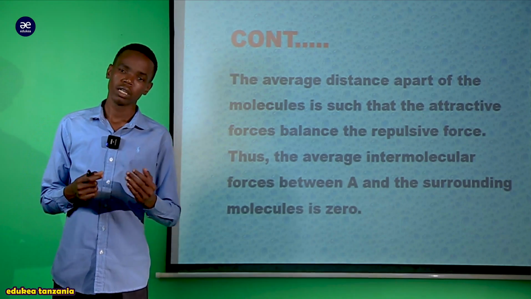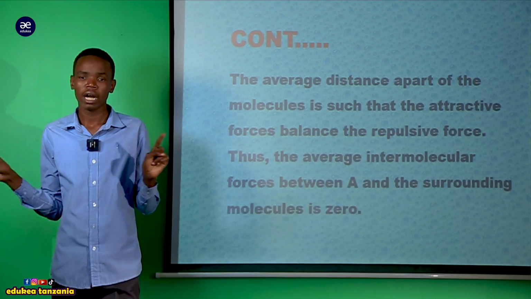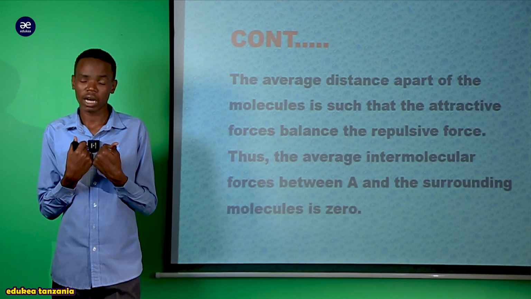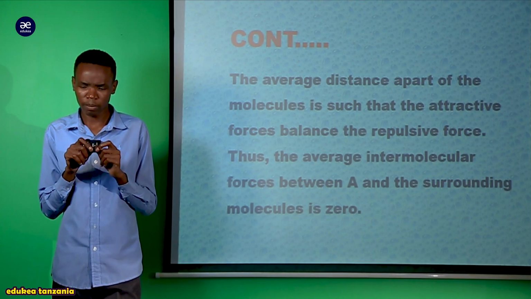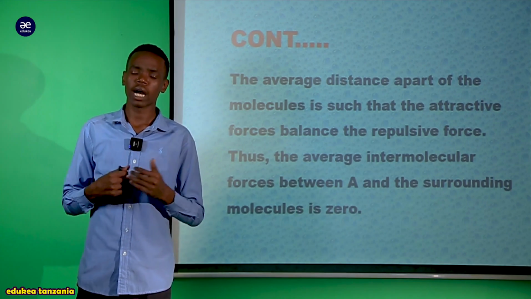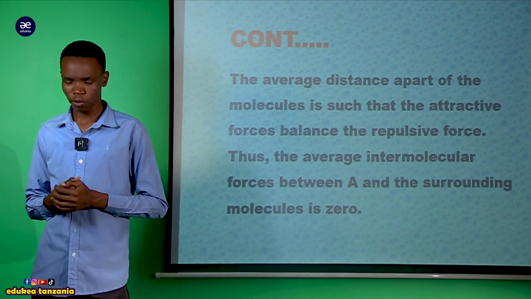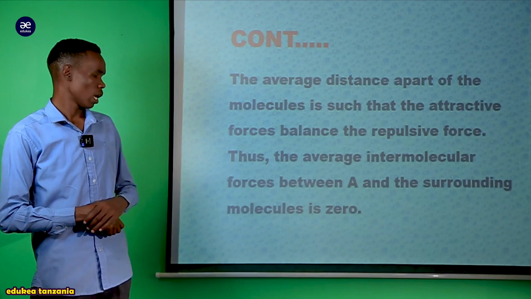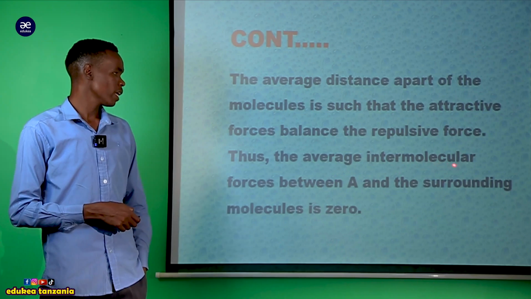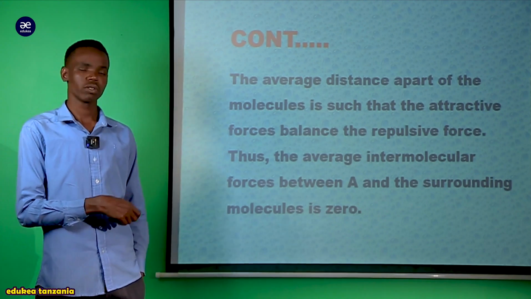Repulsive force ni force ambayo ina act away from each other, lakini attractive force ni force ambazo zina act toward each other. Kwa sasa hapa kuna balance of those forces as we have been told according with our statement here. So the average intermolecular force between A and also the surrounding molecules is 0.